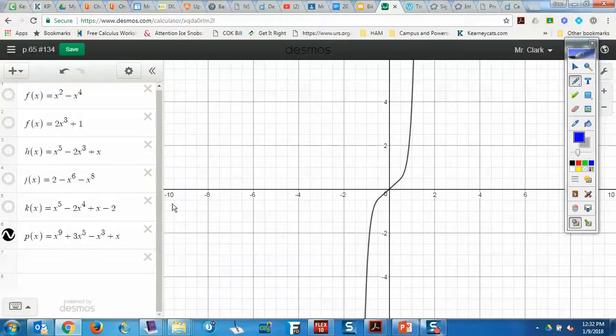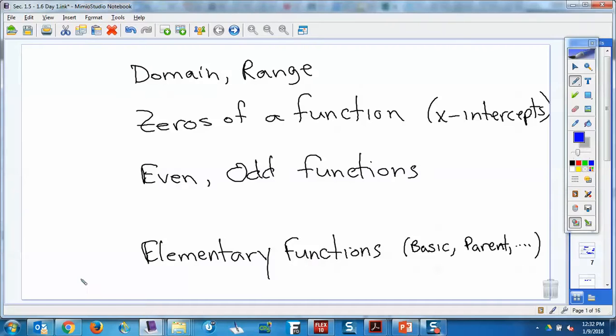Especially if it says use an algebraic test to show. But it does give you some ideas here. Okay, another thing very quickly. So what did we talk about doing? We've talked about domain and range a lot today. I'm going to do one more quick little thing with that. We talked about zeros of a function, which is really the x-intercepts. Just take the function, set it equal to 0, and solve.